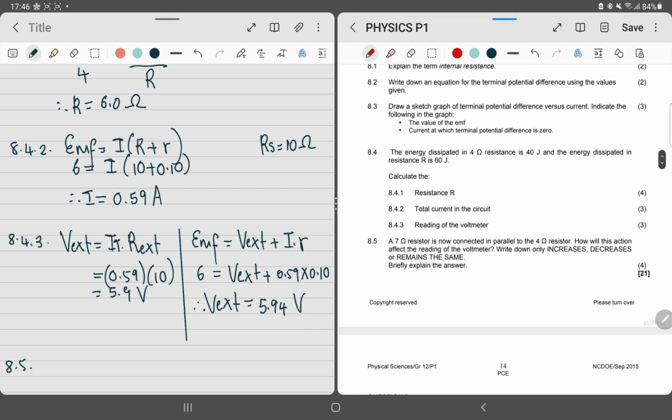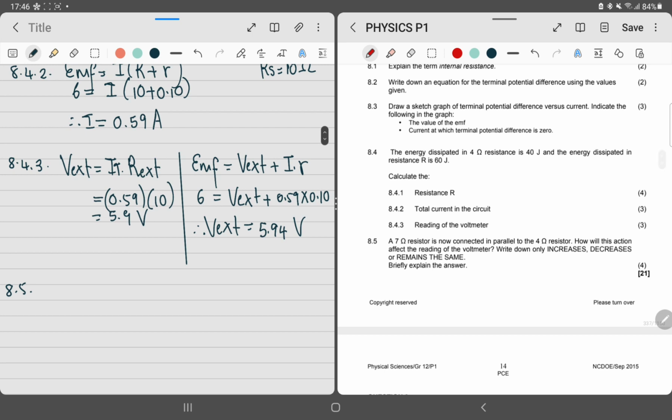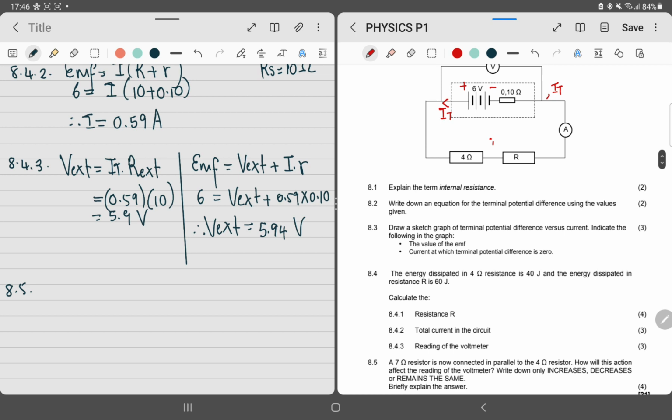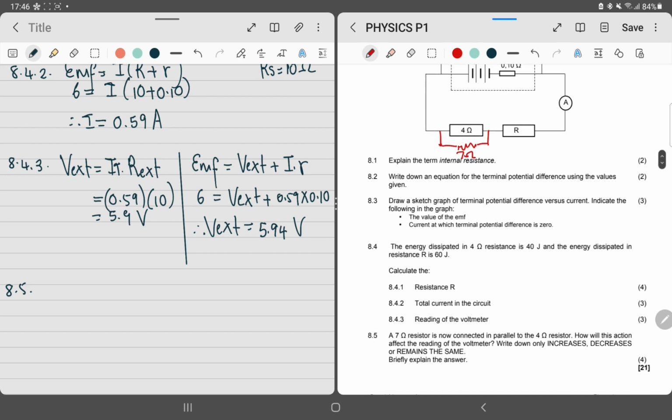8.5. A 7 ohm resistor is now connected in parallel to the 4 ohm resistor. So we are connecting a 7 ohm resistor there. How will this action affect the reading on the voltmeter? Write down increases, decreases, or remains the same, and then briefly explain the answer.